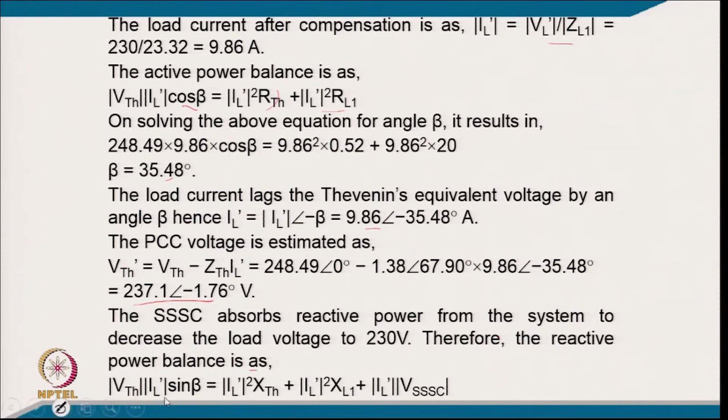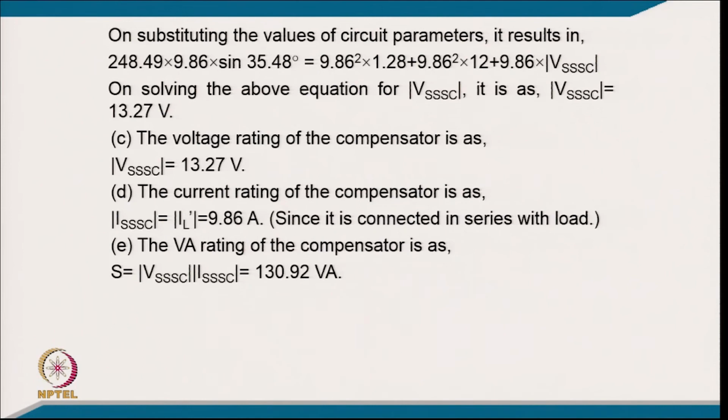Therefore, the reactive power balance we can get from this is the reactive power on the grid side, that is the reactive power consumed by the Thevenin impedance, the reactive power consumed by the load, and the reactive power injected by the series capacitor. So, substituting the values, we get the series capacitor voltage of 13.27 volt, and typically this is the same as the voltage rating of the capacitor, and the current rating is the same as the load current, and the VA rating comes to this multiplied by this. So, it comes to 130.92 VA.